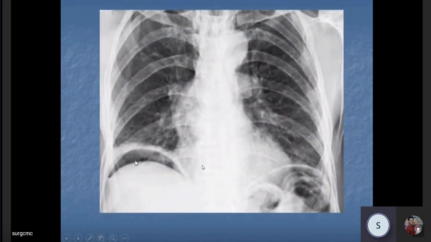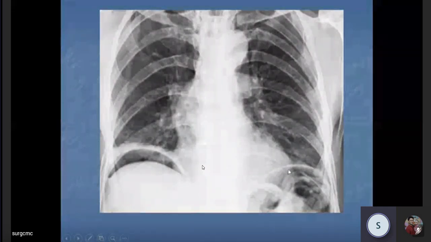Same kind of feature you are having over here. Okay, free gas under diaphragm. Now, in a small amount of air leak or gas leak, generally it comes below the right hemidiaphragm. But if a large amount of free gas comes out, you can get it below the left hemidiaphragm also. That is, probably this is the fundus and this is the diaphragm.